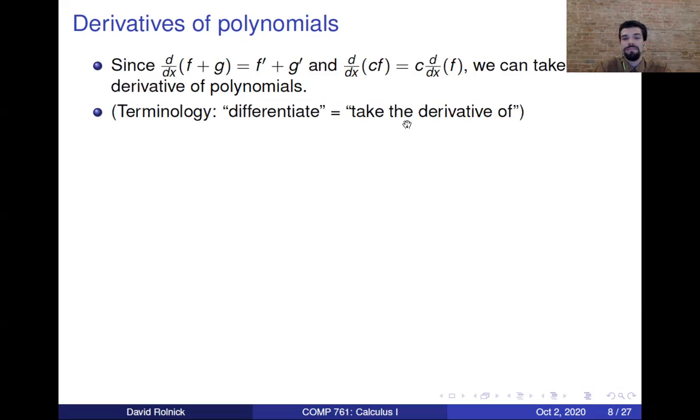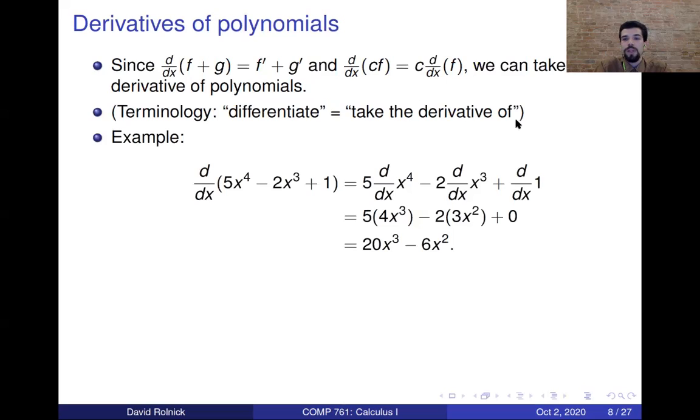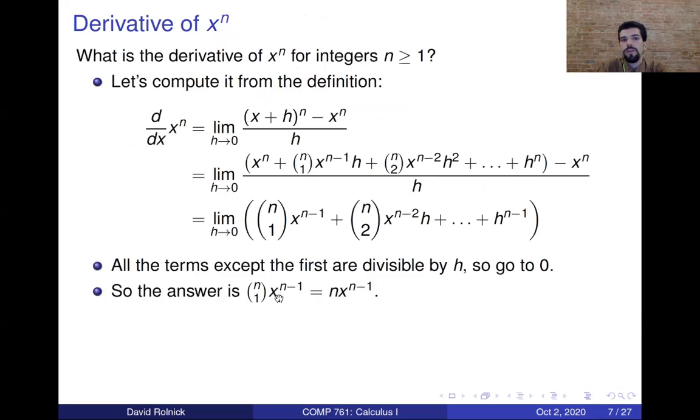Okay, so here's an example. Let's differentiate this polynomial: 5x to the fourth minus 2x cubed plus 1. So we can split it first into each individual term. Good. We can move outside the constants. The 5 comes outside, 2 likewise. And now we have these monomials, x to the fourth, x to the third, and 1. Now how do we deal with those? Well, x to the fourth, we know from our previous result back here, the derivative of x to the n is n times x to the n minus 1.